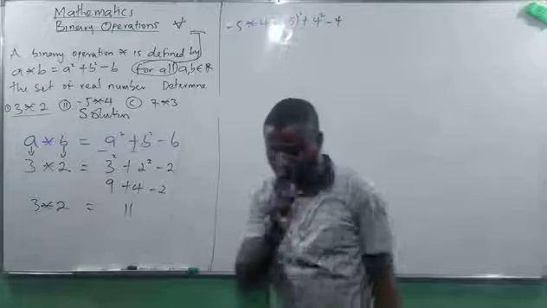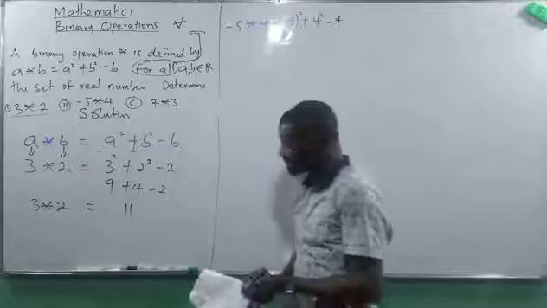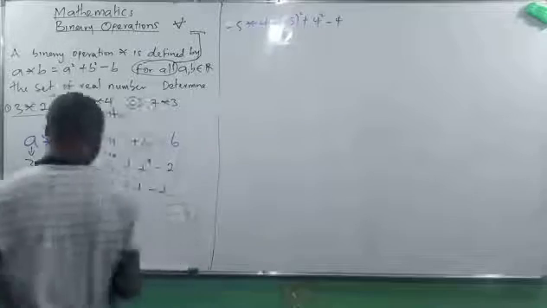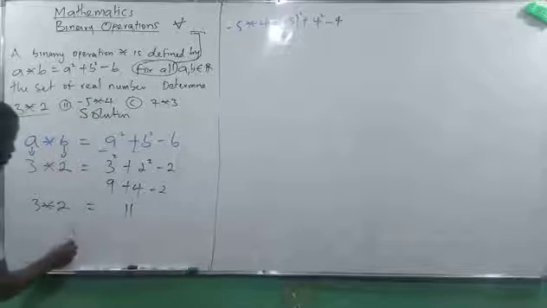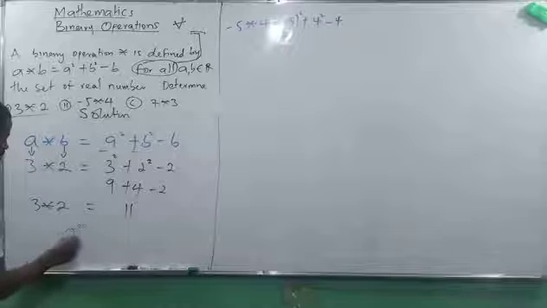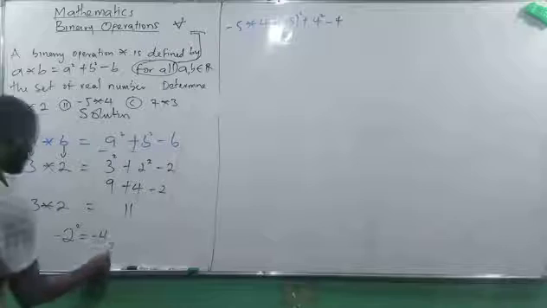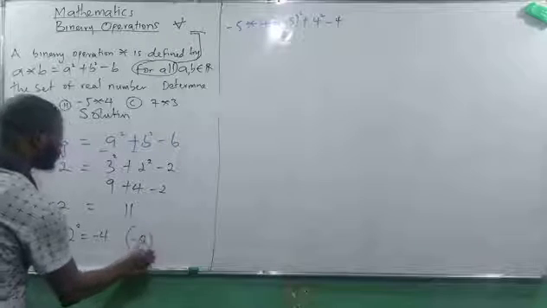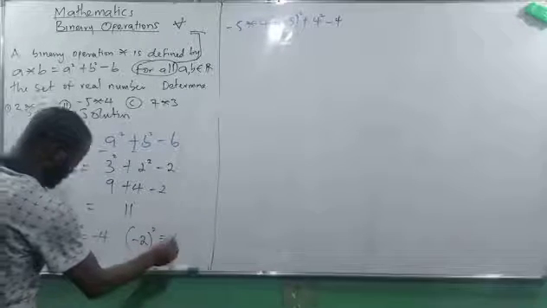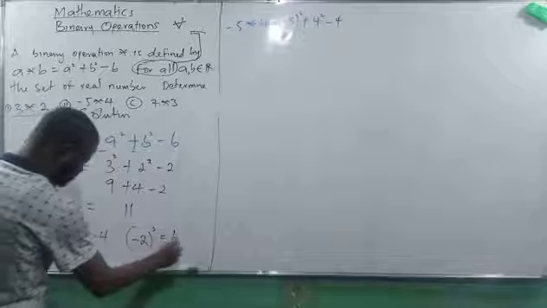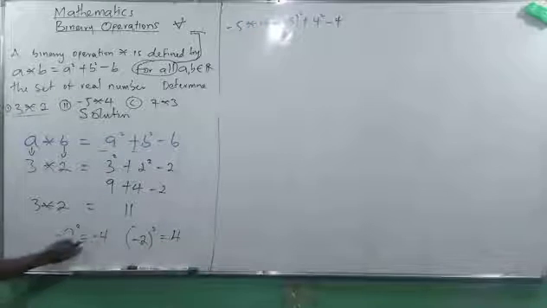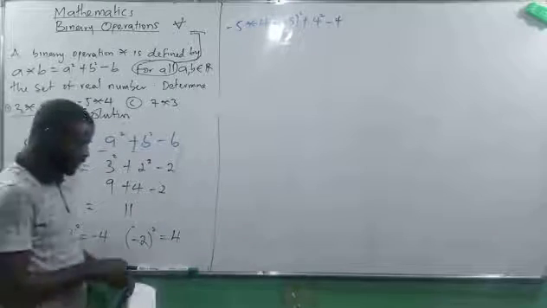Now, mind you, there's a problem that people normally get mixed up. Now, if I have minus 2 squared, this is minus 4. But if I have minus 2 in bracket squared, this is going to be what? 4. Now, this and this, they are not the same thing. You have to learn to make use of the bracket.